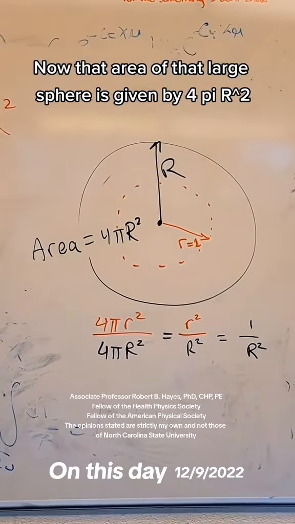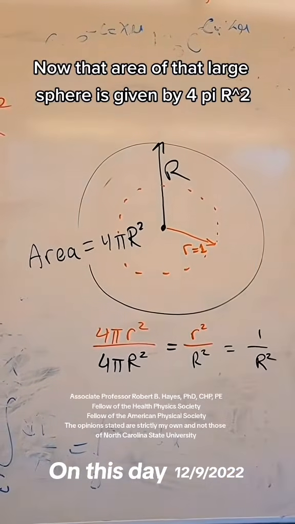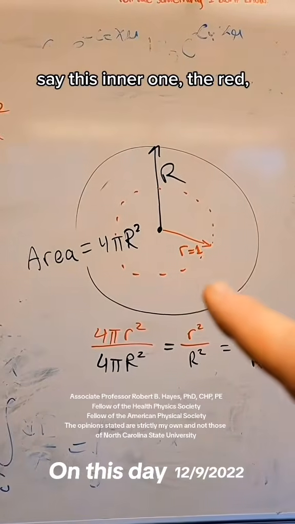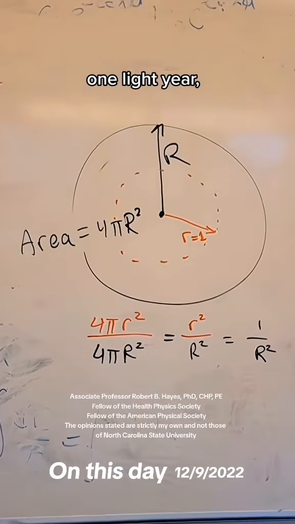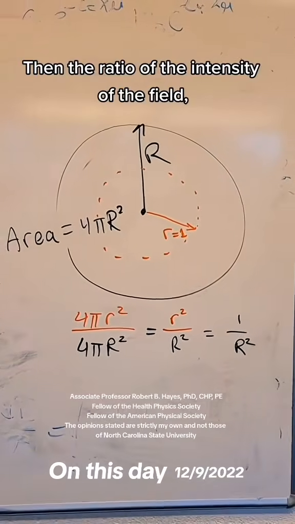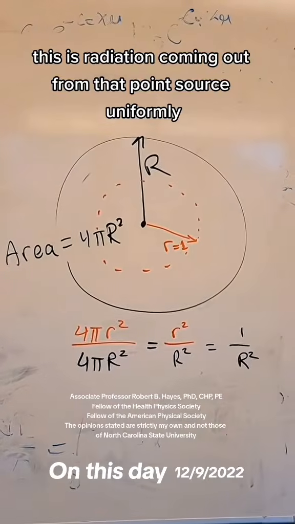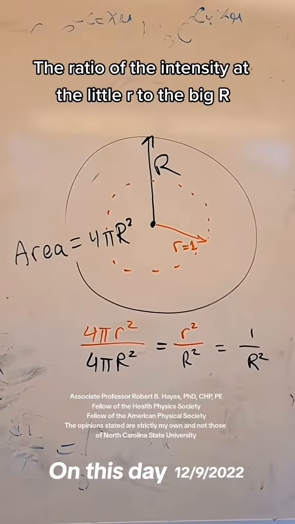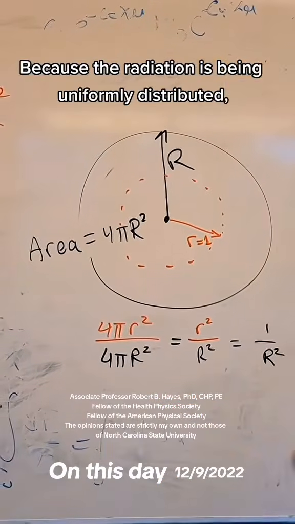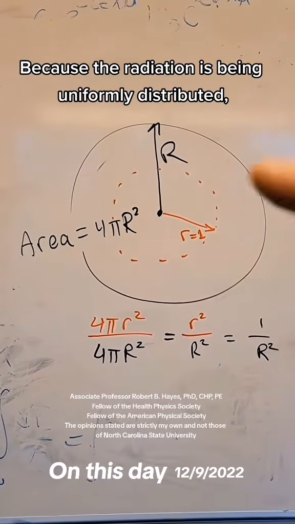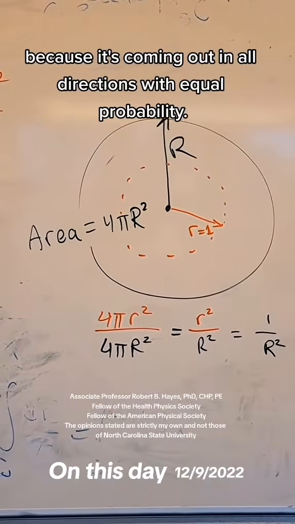Now, the area of that large sphere is given by 4 pi r squared. If you go to some other surface of a sphere, say this inner one, the red, that might have a radius, say, of one unit, 1 meter, 1 light year, 1 distance, then the ratio of the intensity of the field, this is radiation coming out from that point source uniformly, the ratio of the intensity at the little r to the big R is just the ratio of the surfaces, because the radiation is being uniformly distributed over that spherical source, because it's coming out in all directions with equal probability.